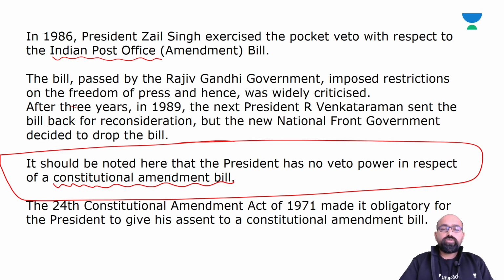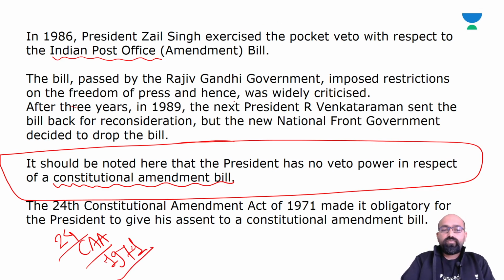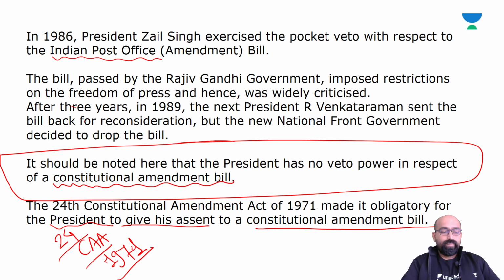Now, the 24th Constitutional Amendment Act 1971 made it obligatory for the president to give his assent to a constitutional amendment bill.